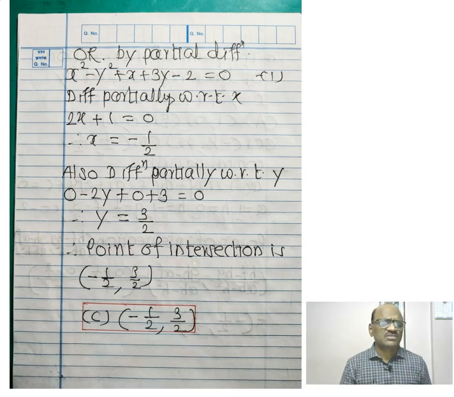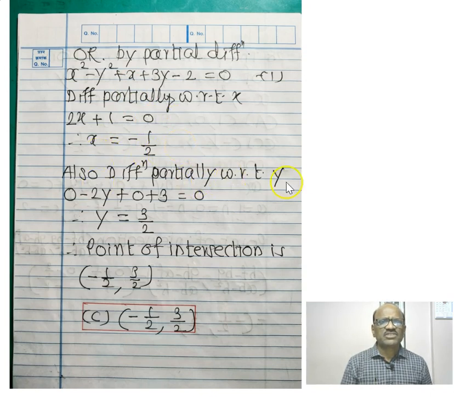Again, this can be solved by using another method, the partial differentiation method. Now, x square minus y square plus x plus 3y minus 2 equals 0. This is equation number 1. Now partial differentiation with respect to x. The partial derivative of x square is 2x. Now y is 0, and other than x, the other terms are treated as constants, so the derivative is 0. Derivative of x is 1. Therefore x equals minus 1 upon 2.